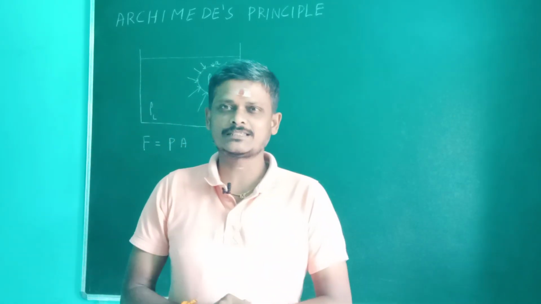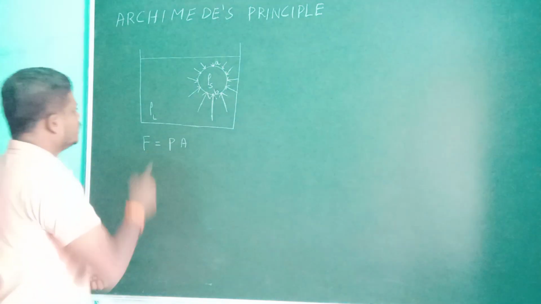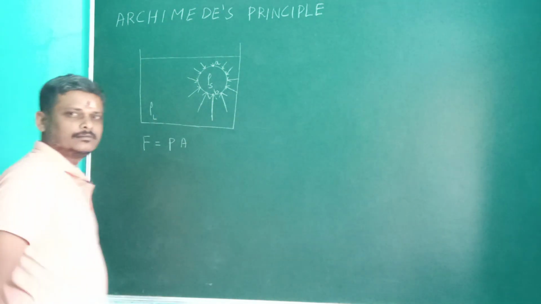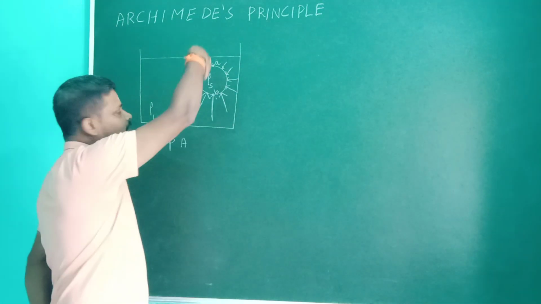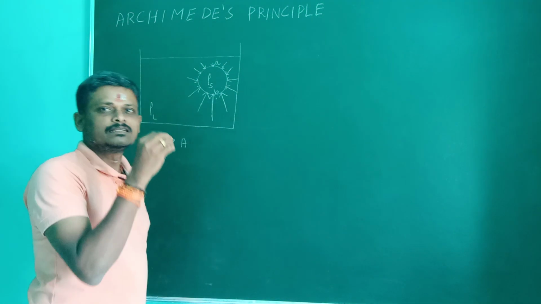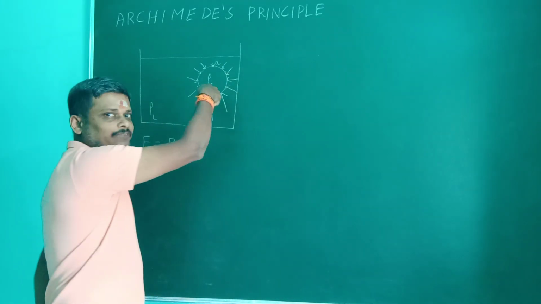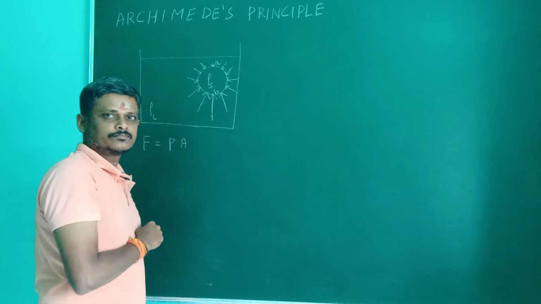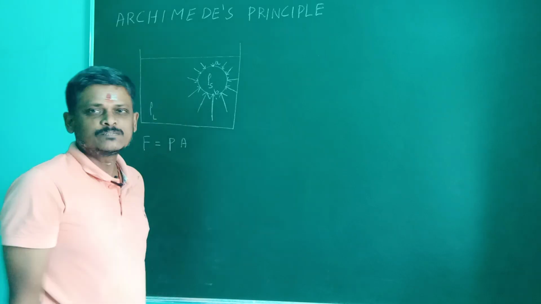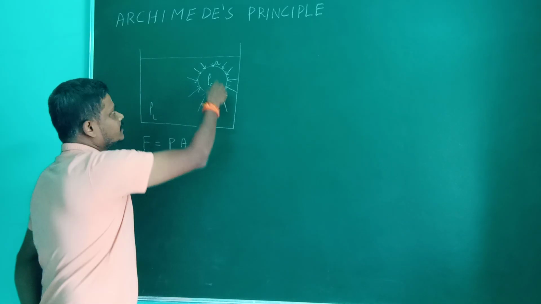To understand this, here I am taking a container in which I took a liquid of density rho L. Now I dropped a solid body of density rho S. It is in static equilibrium. It means that downward force, weight, is equal to upward force. Here what is providing upward force? Let us understand this diagram.